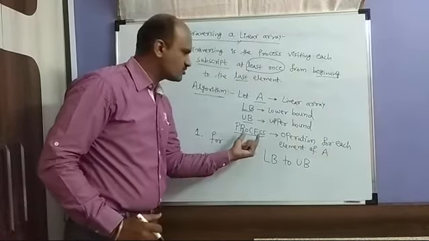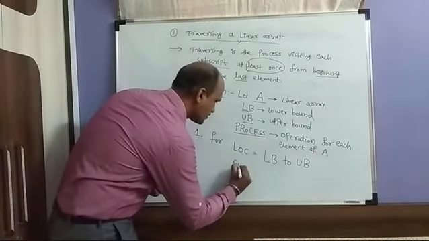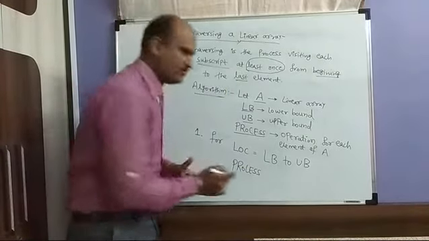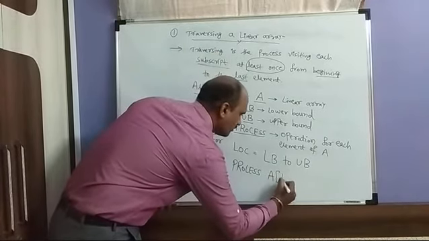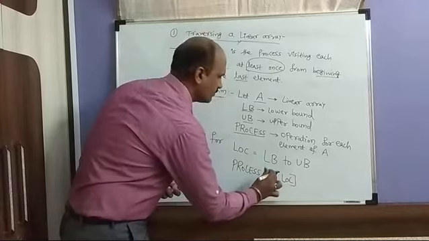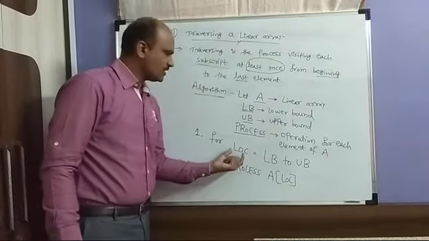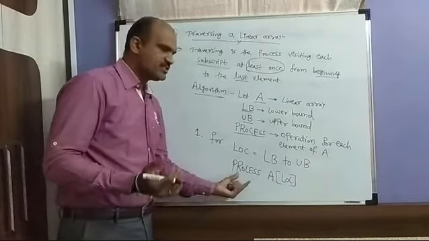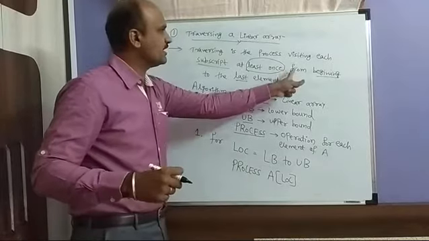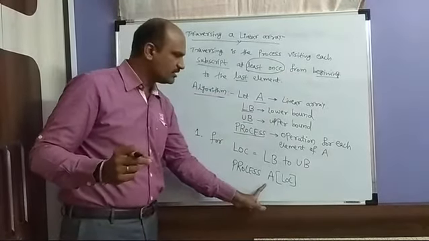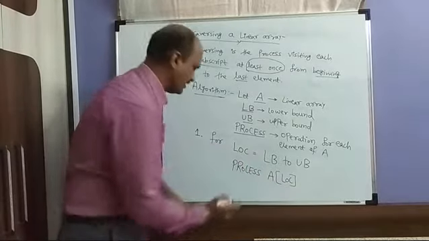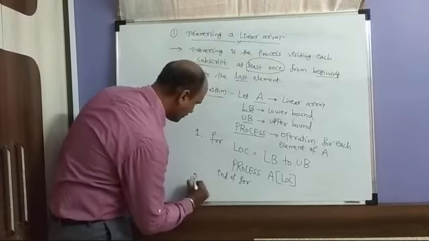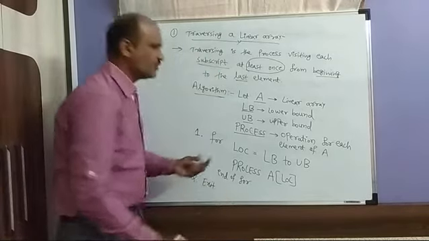Then what you have to do is process. So what should it process? The location of each element it has to process, that is array of location. So first location, that is LB to UB, from first to last. Then each element has to be processed, as I told you, it has to be visited at least once. So that's why A of LOC, each element will be visited. Then end of for. Second one, exit.